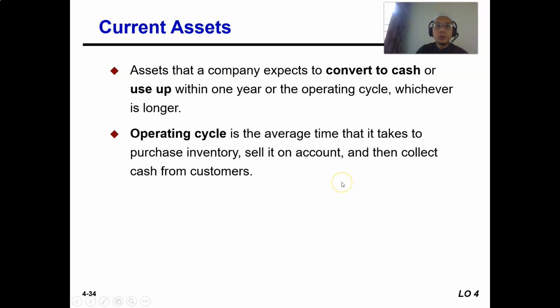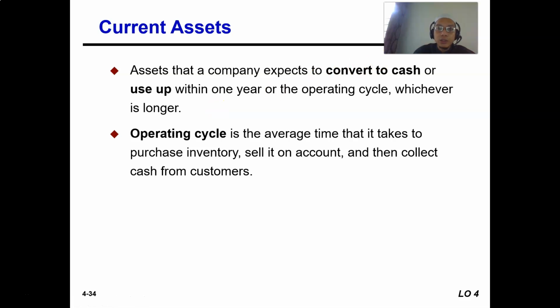Okay, so we go a little bit deeper. We look into current assets. It says here that current assets are assets that a company expects to convert to cash or use up within 1 year or the operating cycle, whichever is longer.